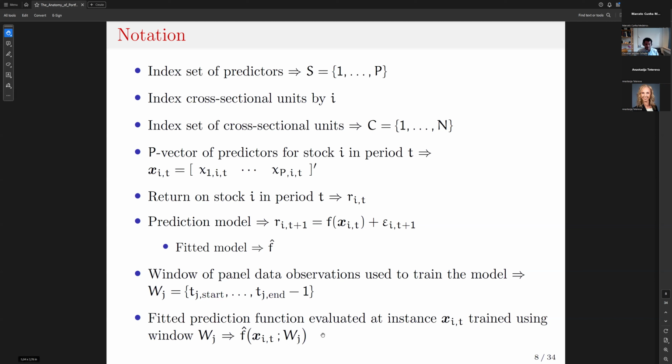And then the fitted prediction function evaluated at instance x_it, trained using window W_j, by this expression, right? And again, this is important since Shapley values are local, right? They are able to decompose each of the predictions made by the model.